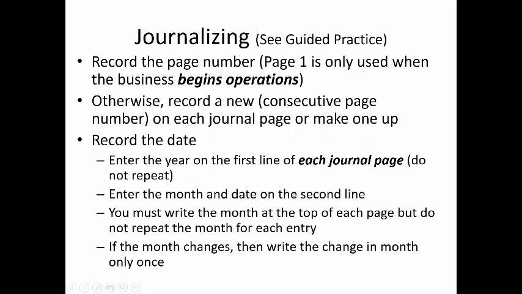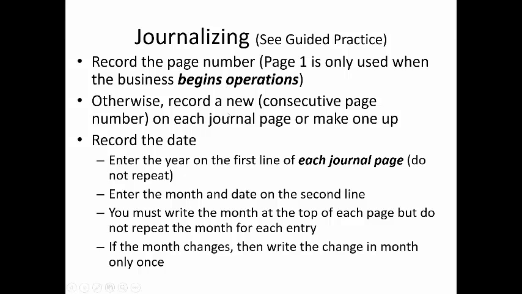So these next two slides cover the details of how we actually journalize an entry. I'm going to go into this only at a high level because we're going to do it in detail in the guided practice. At the top, we're going to record the page number. Please note that we only ever use page 1 when we are beginning operations of a business for the very first time. So if a transaction says this is the first entry for the business or the business is opening, then you would use page number 1.